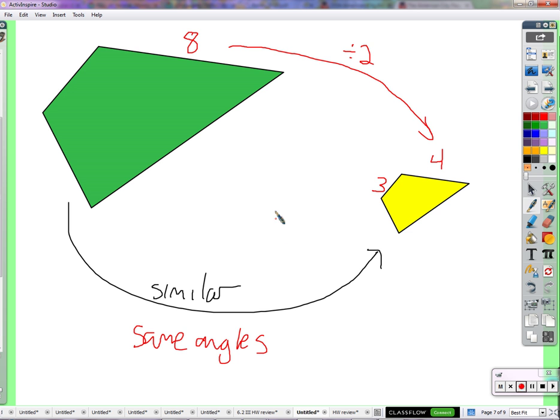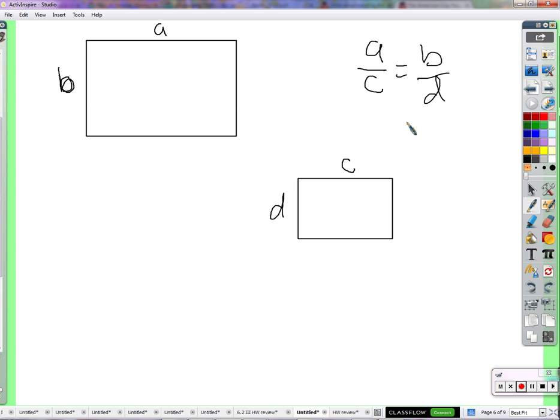Since that one's now 3, it would have to be 6. 6 divided by 2 is 3. So we would have to take this length, divide it by 2, and get 3. The only number that works is 6. Just like we said before, A divided by C has to come out the same as B divided by D. The ratios of related sides have to be the same for similar figures. It's the definition of being similar.